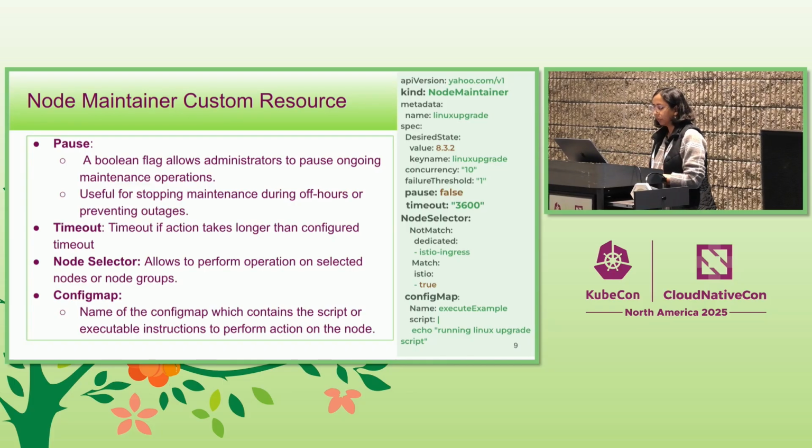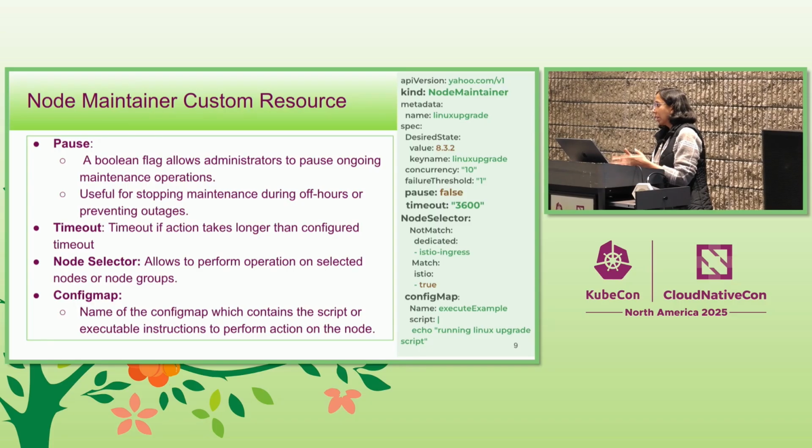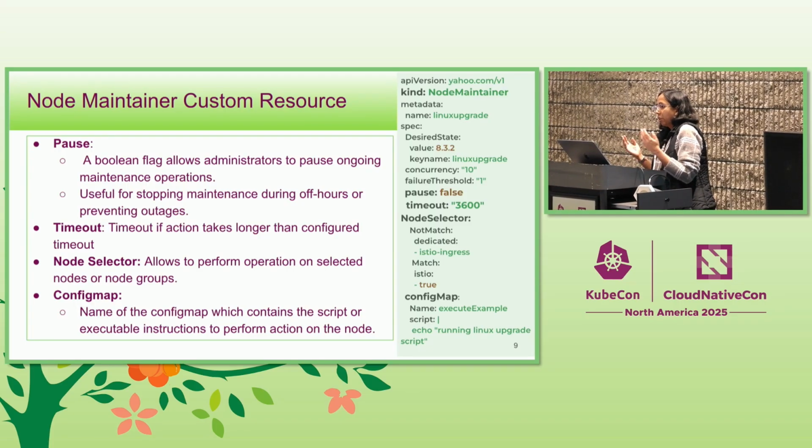Config map reference, as the name implies, is here. It contains the actual blueprint or the targeted action, or it can be a simple script where you want to upgrade for one of the CVE fixes or a security fix, and you can just script that into the config map. It can pick it up and execute it for you.